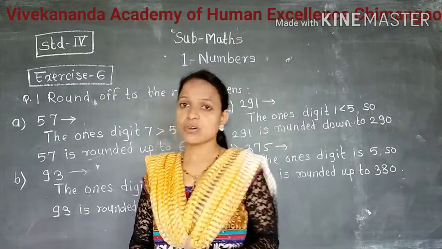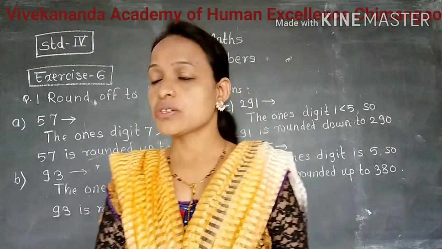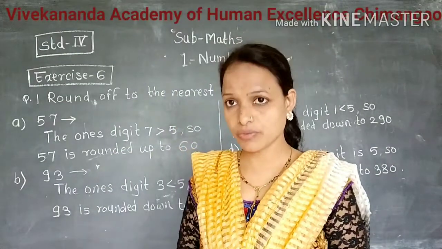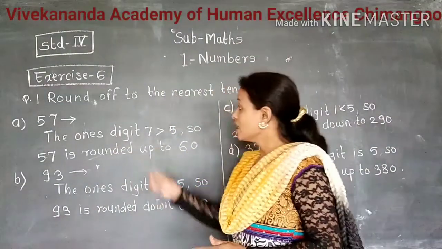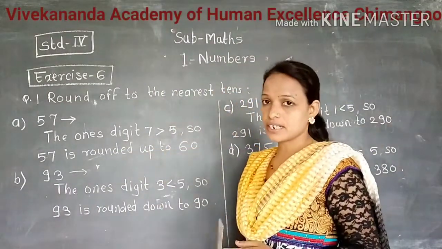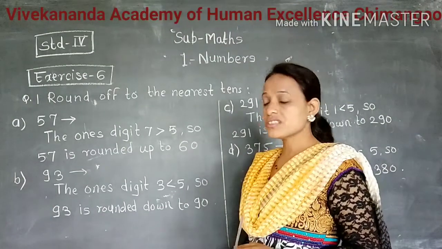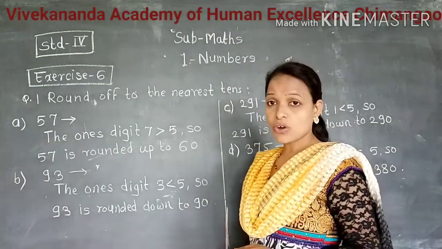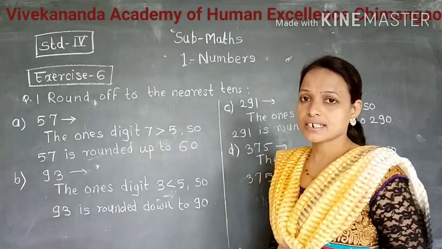Now we will solve exercise 6. From that we will solve the first question. See, round off to the nearest tens. Means in these questions we have to round off the given number to the nearest 10.